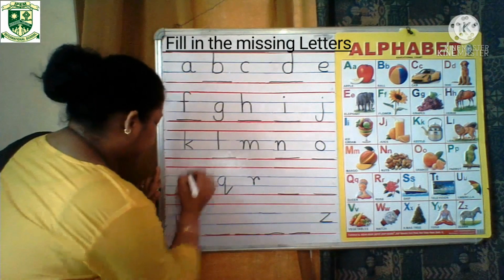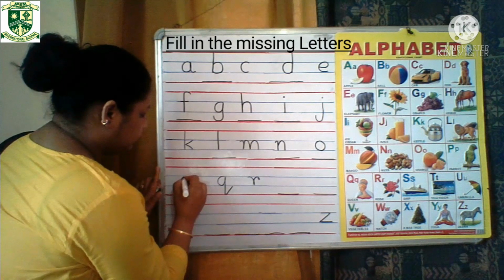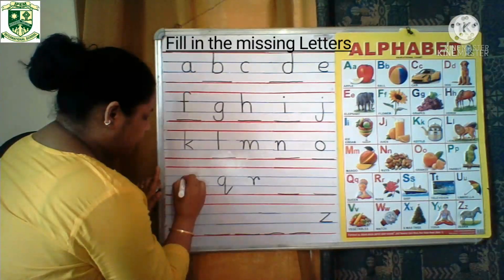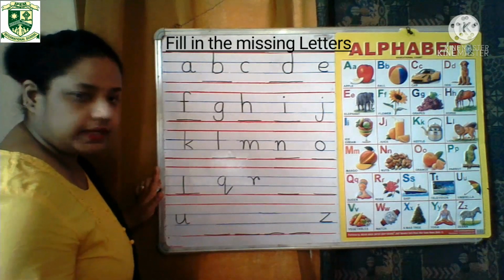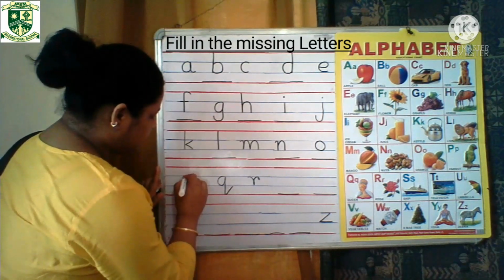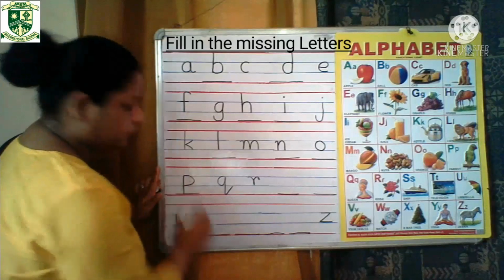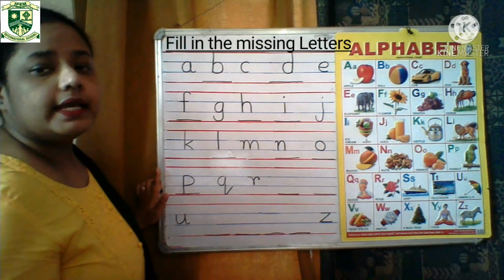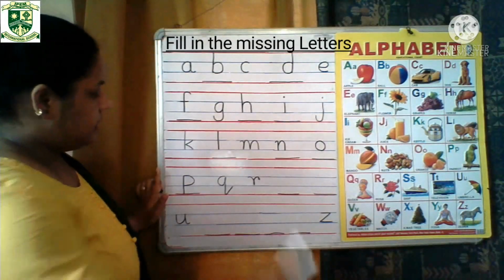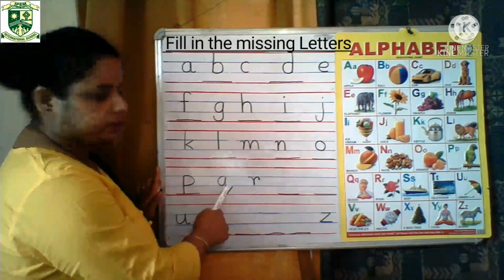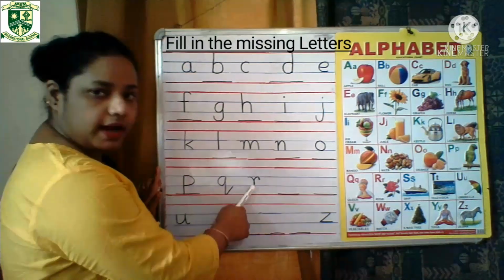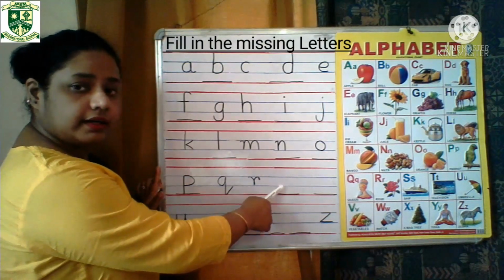Now what comes after o? Very nice. P. How will we make p? One standing line from the first blue line to the second red line. Okay, and then a right curve in between the two blue lines. This is how we'll make small p. Okay, after small p, small q, small r, after r, s.